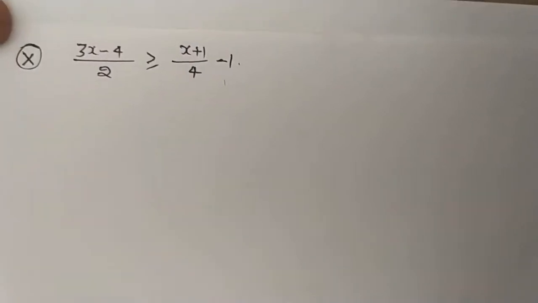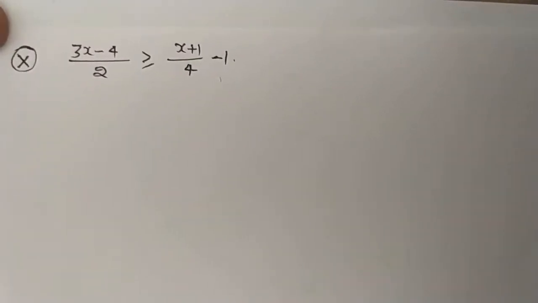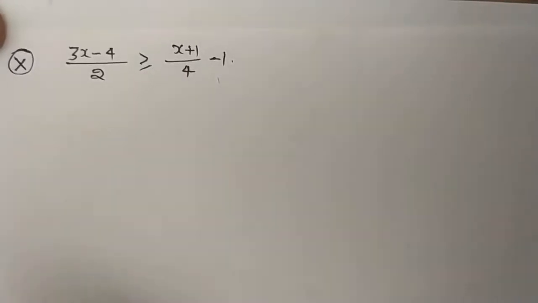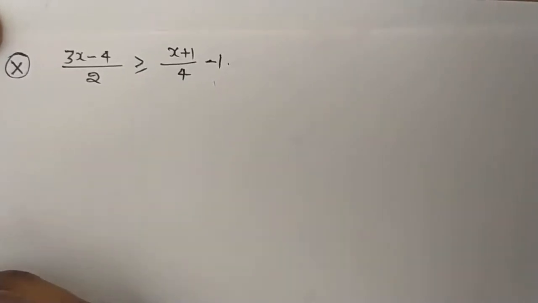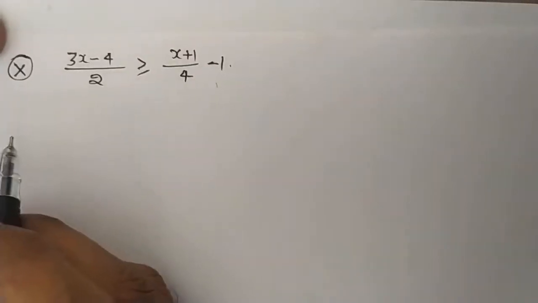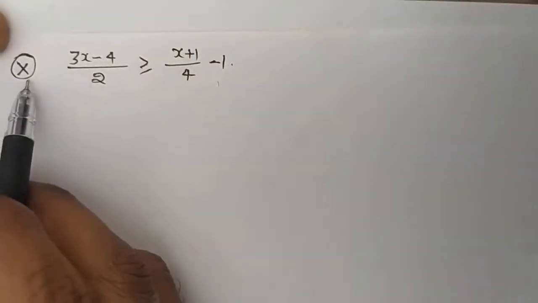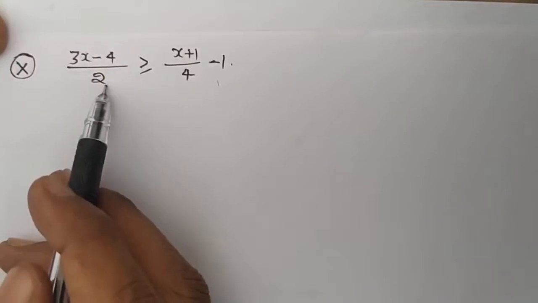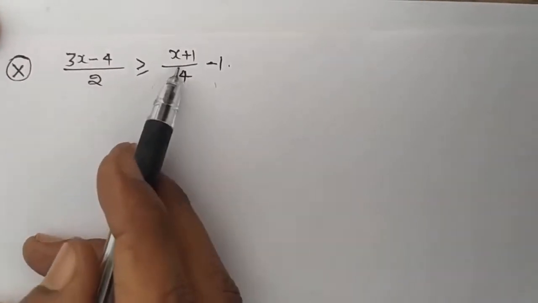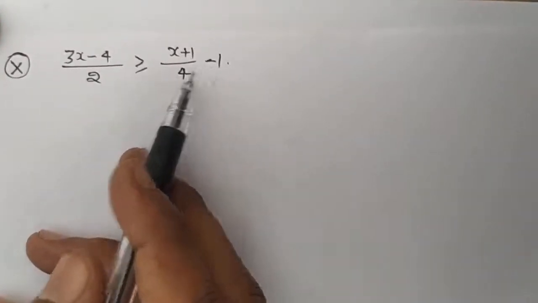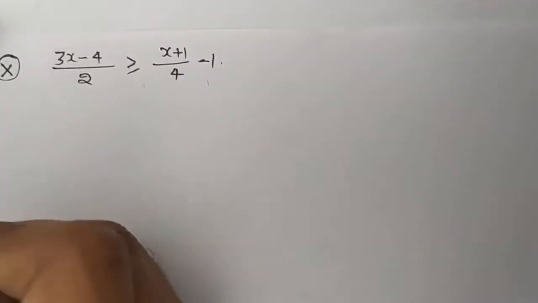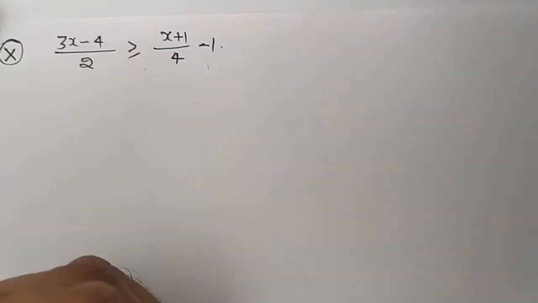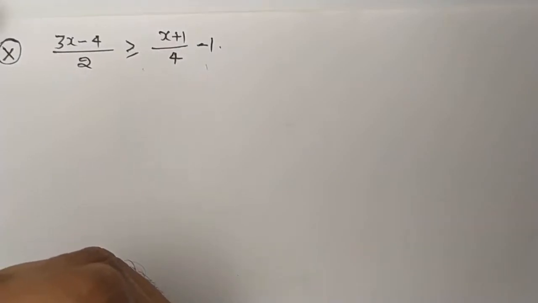In our previous class, we solved some inequalities. Nine inequalities we have solved. In this class also, we will continue with the 10th inequality: (3x minus 4) by 2 is greater than or equal to (x plus 1) by 4 minus 1. For this inequality, we need to find its solution set. Also, we have to show its solution set on a number line.